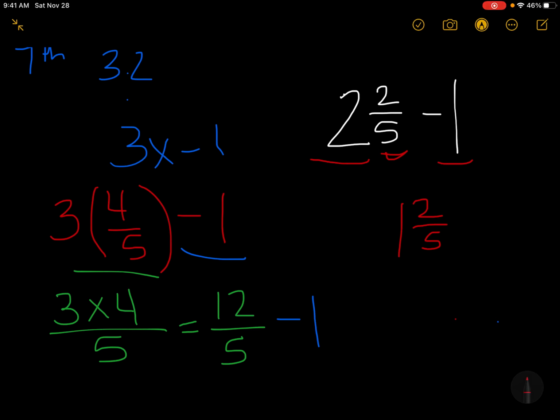If we were to change this, it could also be an answer. If we were to change this back into an improper fraction, we would say 5 times 1 is 5. That would be your whole, 5 over 5. Add additional pieces in. 5 over 5 plus 2 over 5 is 7 over 5. So we still end up with that same answer of 7 over 5.